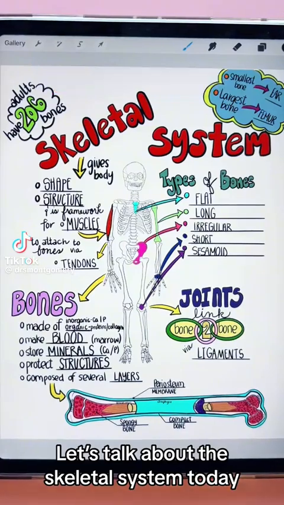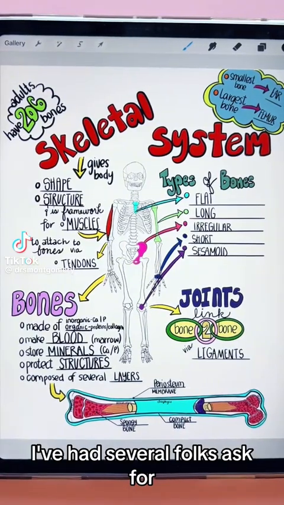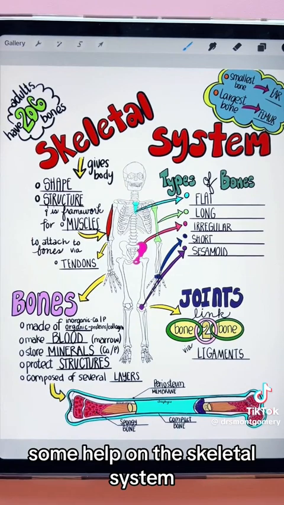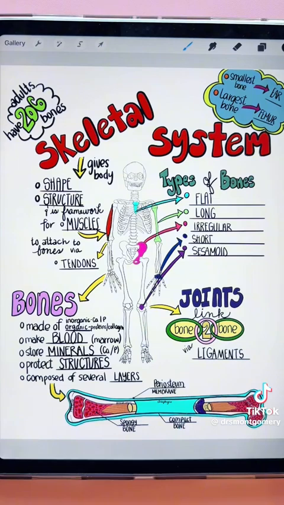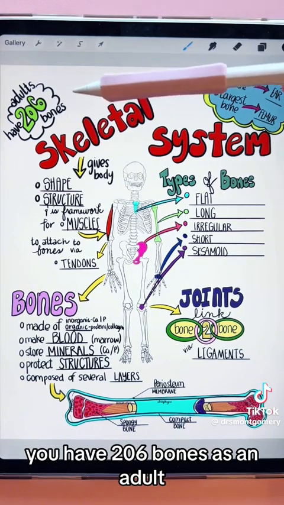Talk about the skeletal system today. I've had several folks ask for some help on the skeletal system. So this is just an overview. You have 206 bones as an adult.